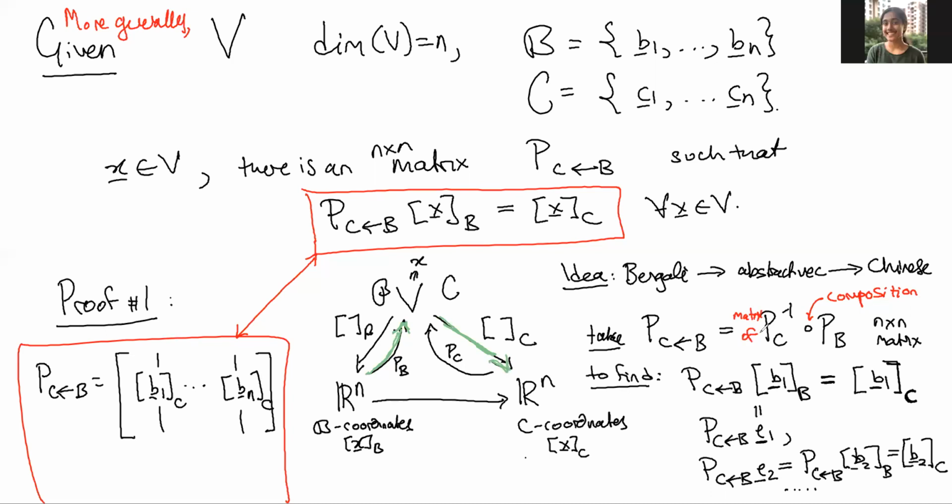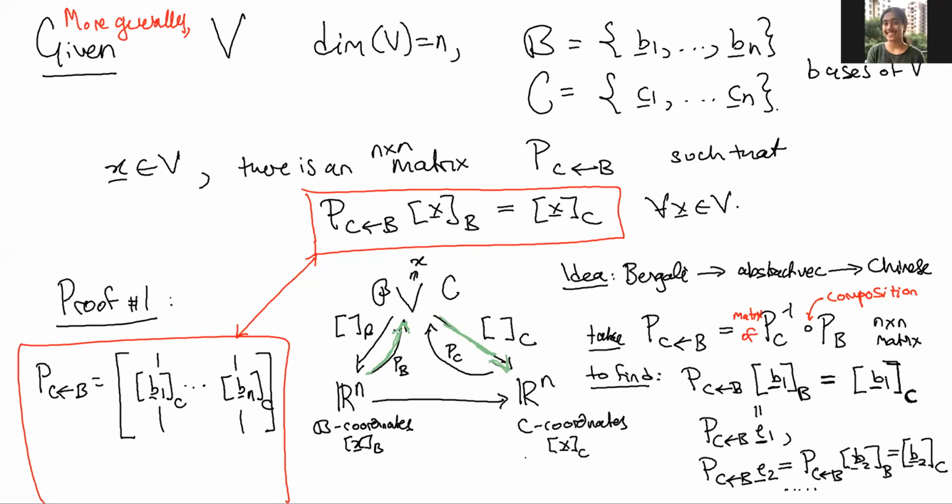Does this only work if we have Rn and another Rn? Yeah, it has to be n, because both the bases have to have the same number of elements. There's no way you could have an m here, right? These are both bases of V, and we proved that all bases have the same number of elements. So these both have to be n.